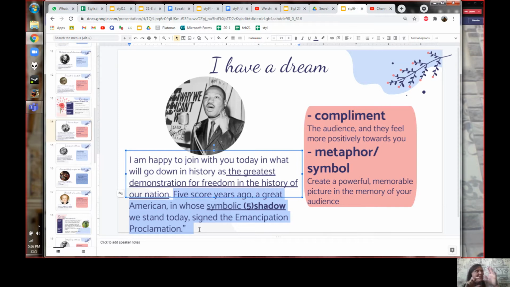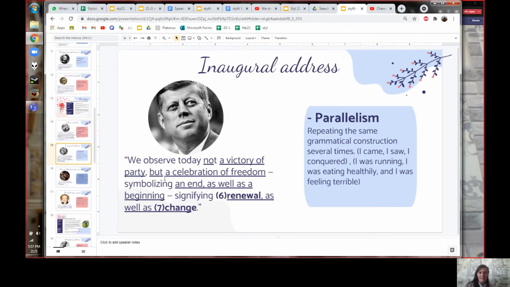A small crowd and the giant figure of the heroic Lincoln and all of us standing in his shadow and looking up to him. You'll never forget it. So metaphors and symbols like this can create memorable images for your audience. What about this one? "Not a victory of party, but a celebration of freedom."